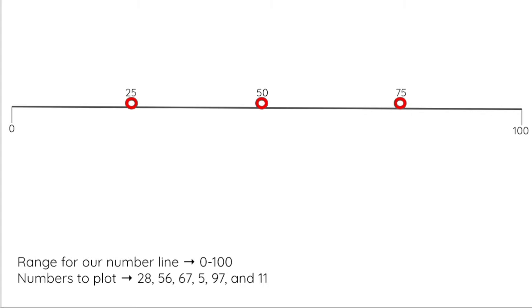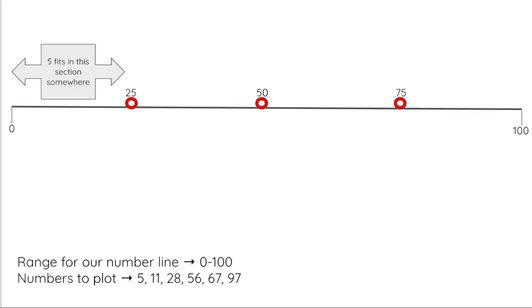Well, we are going to go back to our original range of 0 and 100 for this one. We are given the following numbers to plot on this number line: 28, 56, 67, 5, 97, and 11. Have a think about where these numbers might go. When I do an activity like this, it always helps me to put the numbers in order, smallest to biggest. It helps my brain think about things a bit more clearly.